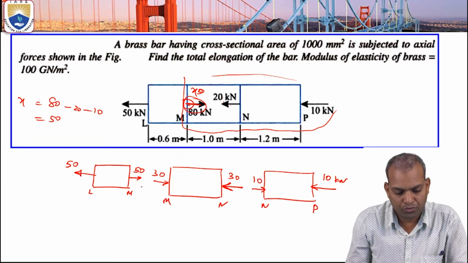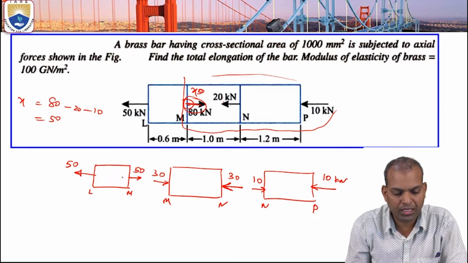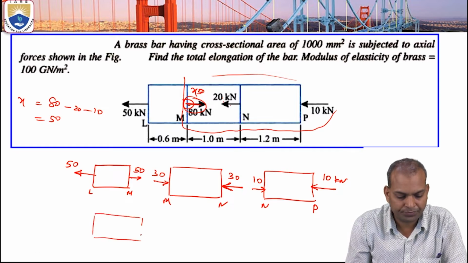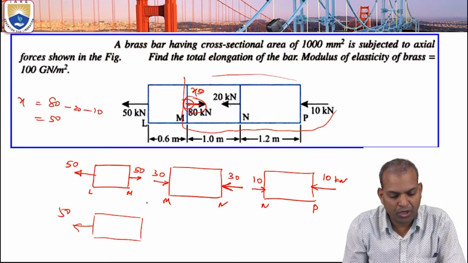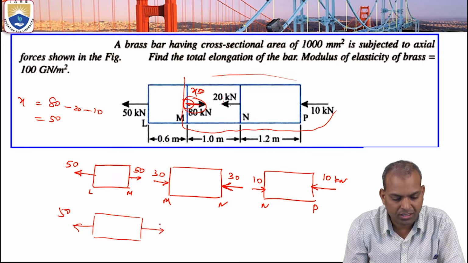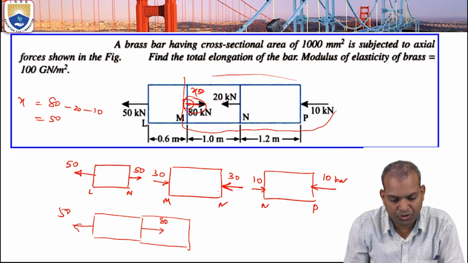Now let us validate whether the values are right or wrong. If the 50 is okay, then join the sections. This is 50 kilonewtons, and 30 is acting in this direction, so 50 plus 30 is 80. Next, if you join the other side portion, 30 is in this direction and 10 is opposite, so 30 minus 10 is 20.